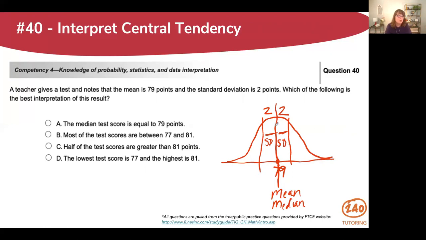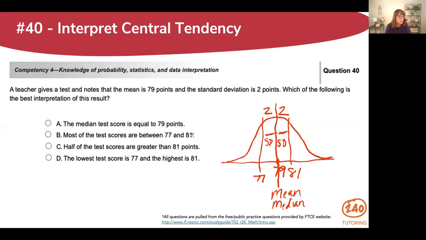Well, if I go 2 points below 79, I'm going to get 77. If I go 2 points above 79, I'm going to get 81. And you can see by the curve that the bulk of those scores are going to be between those two numbers. So let's work through these answer choices.